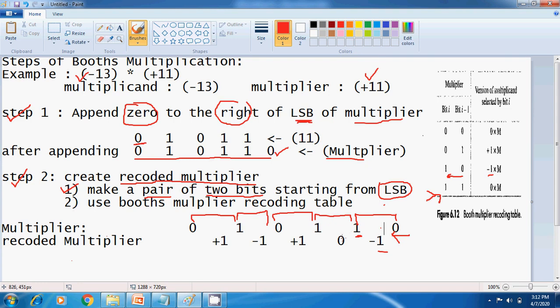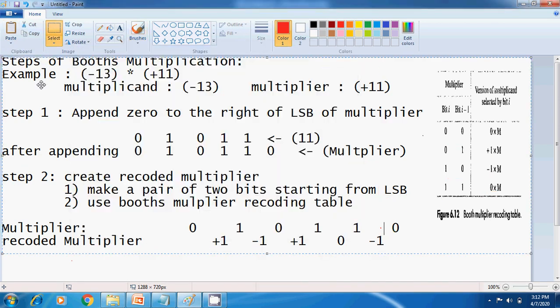For subsequent pairs, for 1 1, in the second pair I have to consider 0. So very simple, here I have taken 0. For 1 0, here I am taking plus 1, so plus 1 is written here, and subsequently I have finished with all the recoding bits. Now this would be the recoded multiplier. Now let us go for the next step.